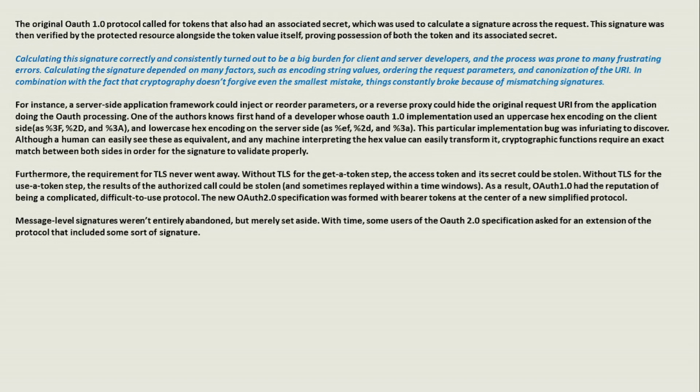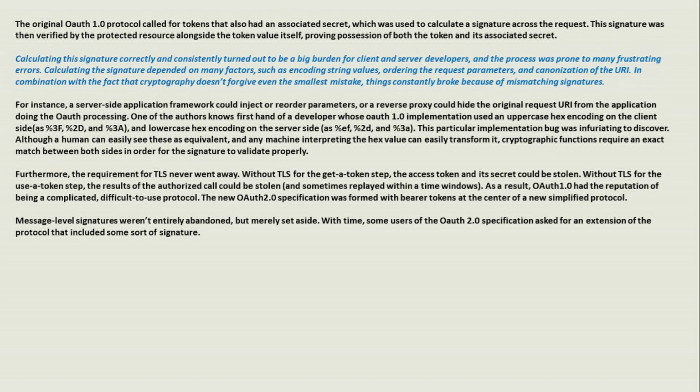So this is the difference in the implementation. We have uppercase hex encoding at the client side, and on the server side we have lowercase. This particular implementation bug was infuriating to discover. Although a human can easily see this as equivalent, and any machine interpreting the hex value can easily transform it, so let's talk about the machine or the human. There is no issue in this, because it's just a case sensitivity part, right?